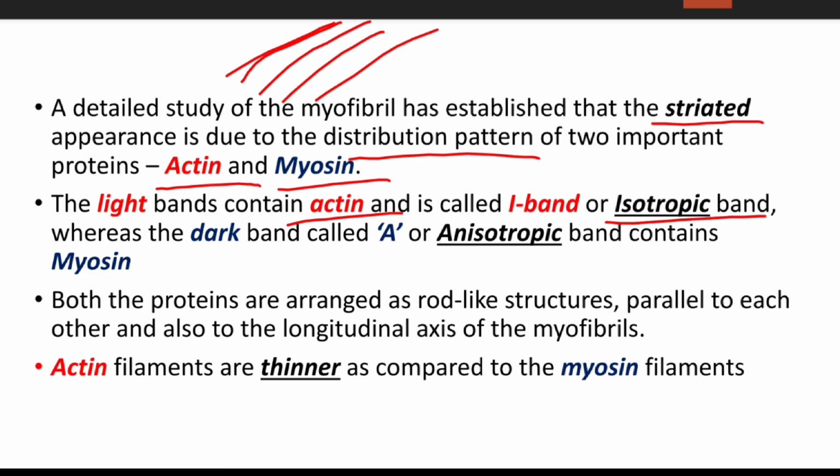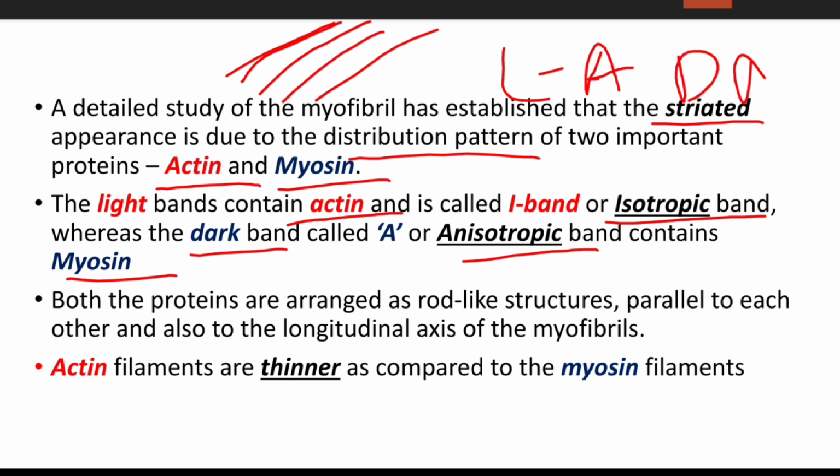So the light band contains actin, whereas the dark band, called the A or anisotropic band, contains myosin. So the light band contains actin and the dark band contains myosin.